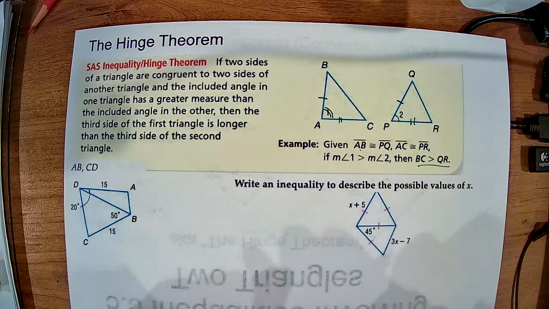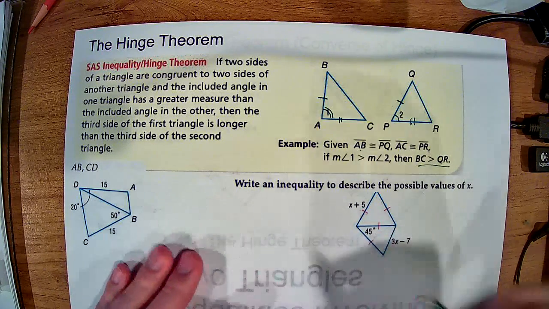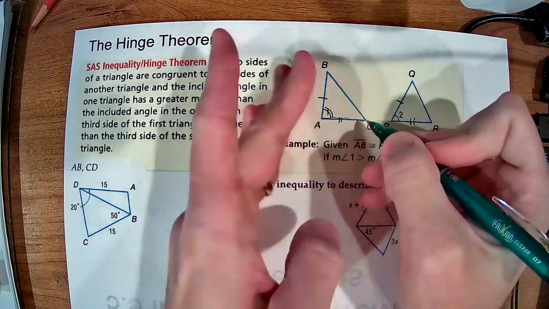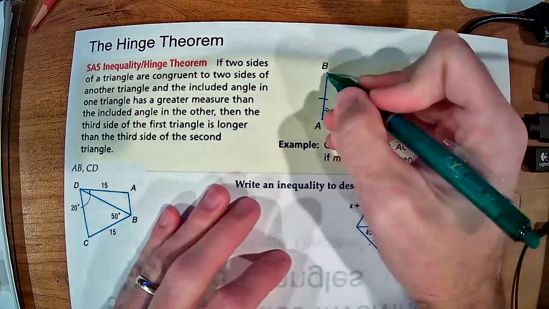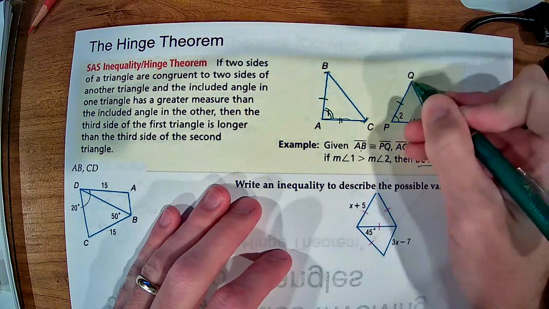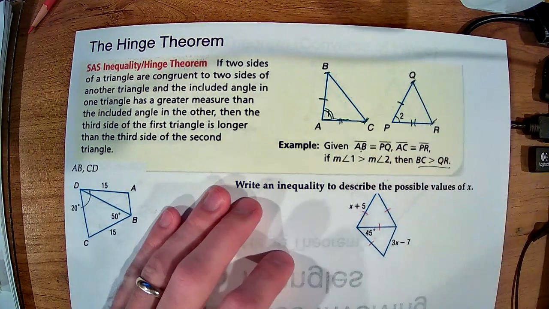So again, it's all based on this idea of, say, a door opening or closing. Notice if this is the doorway and here's the door, if I open that door wider than, say, I did here, then the distance from the end of the door to the door jamb has to be further than, say, the distance from the end of the door here to the door jamb at R.